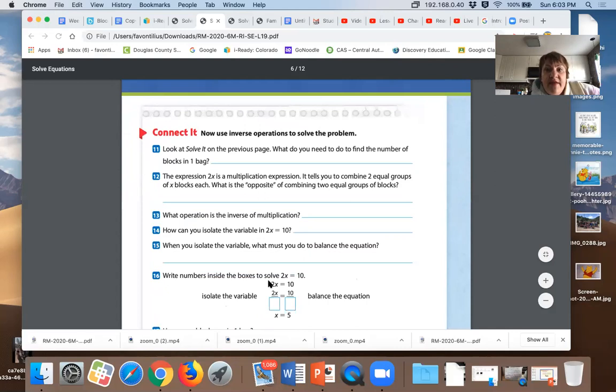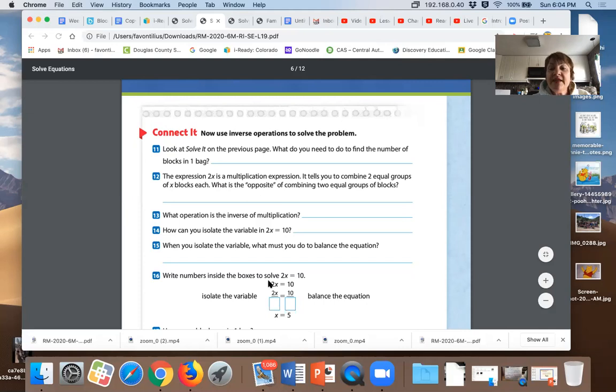So number 11, what do you need to do to find the number of blocks in one bag? Well, for heaven's sakes, you need to solve 2x equals 10. Now, number 12, the expression 2x is a multiplication expression. Yes, if you recall, the 2 is the coefficient and the x is the variable. It tells you to combine two equal groups of x blocks each.